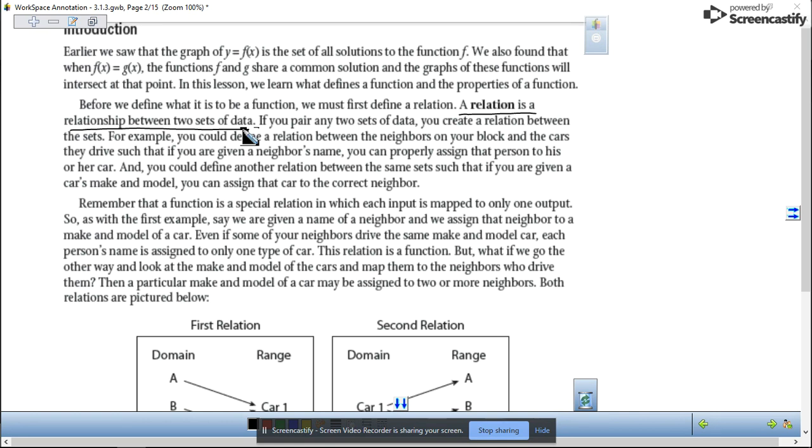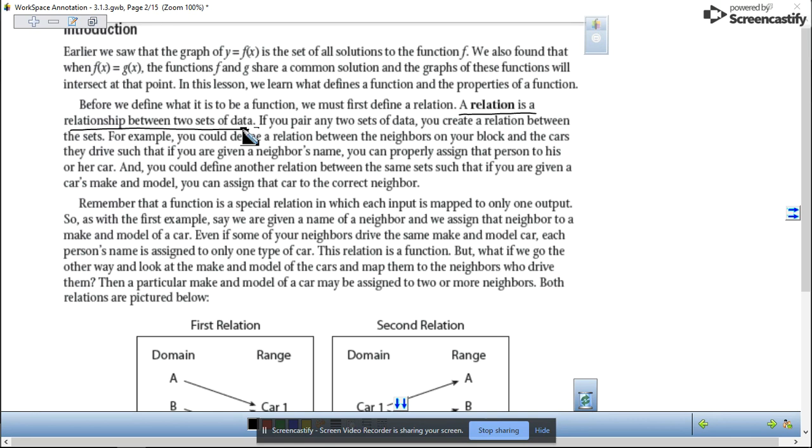A function, though, is a special type of relationship in which each input, in other words, each x value, only maps to one specific y value or one specific output. That's a particular type of function. So a function is a special type of relation, and a relation is just comparing two types of data. So comparing x's and y's if you're thinking about math.